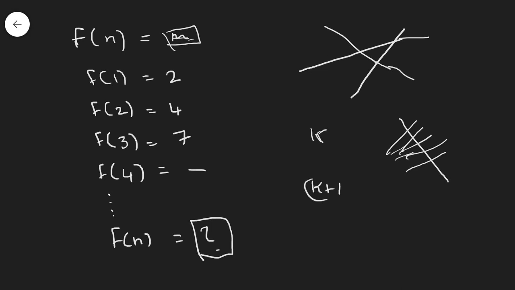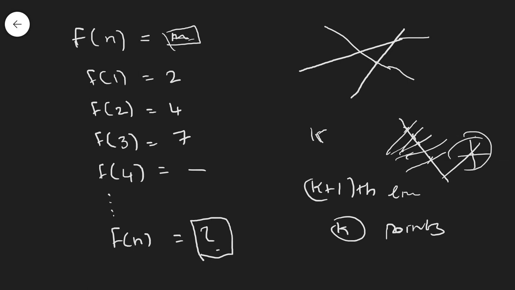Say we call this line the k plus 1th line, which touches exactly k points. This is what we have to note. It touches the 1st, 2nd, 3rd, up to exactly k points. We can see that since none of these lines are parallel, and there is no common point of intersection, this is something we have to note.